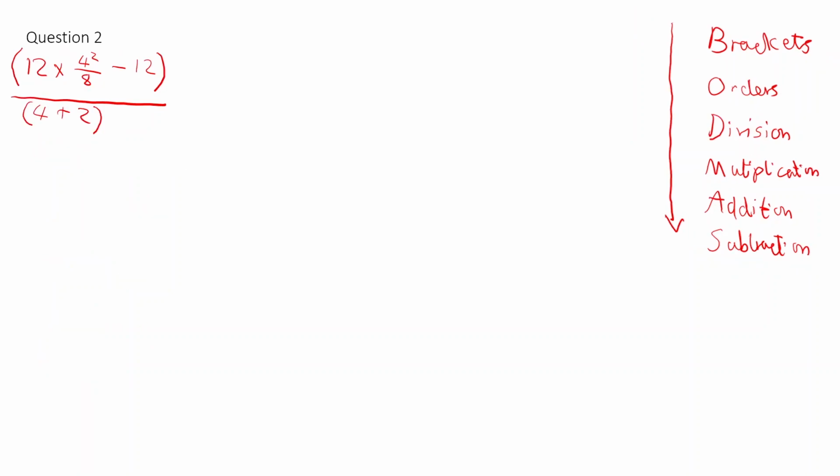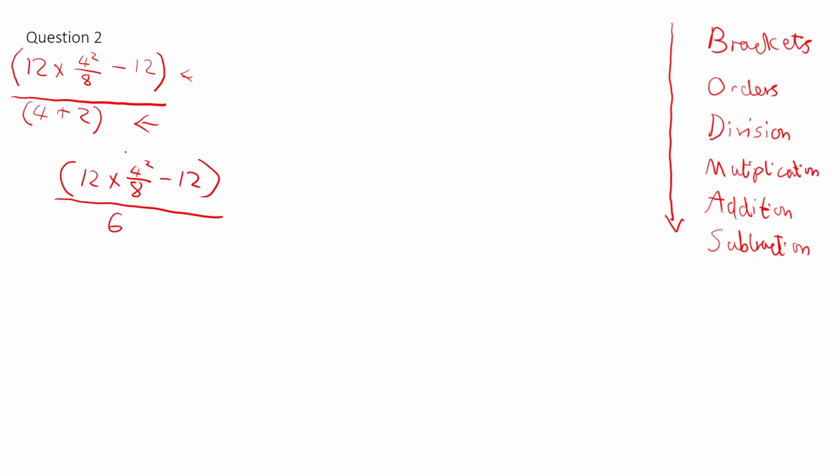Now let's try a question that's a tiny bit harder. So first we solve for brackets. There's two brackets that we have in this equation, this one and this one. So let's solve both the brackets. So let's do the bottom bracket quickly because it's just addition. So 4 plus 2 gives us 6. So the equation is 12 times 4 squared over 8 minus 12 divided by 6.